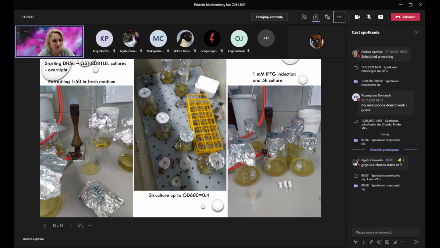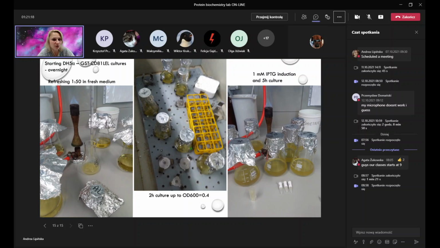And then we add IPTG for induction. And the concentration can be up to 1 millimolar. It can be 0.5 millimolar or 0.1 millimolar, for example, if you want to have overnight induction, and 1 millimolar if this is quite a standard one. And then you culture for the desired time. It can be 1 hour, 2 hours, 3 hours. I did for 5 hours, which is a bit long. I hope the protein will still be soluble.